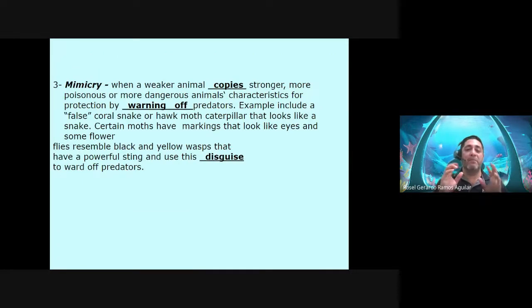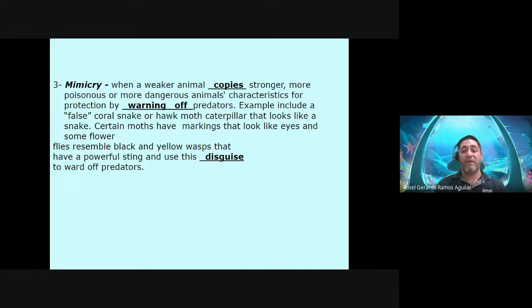Then we have mimicry. Mimicry is when a weaker animal copies a stronger, more poisonous, or more dangerous animal's characteristics for protection or to warn predators. Examples include a false coral snake or a hawk moth caterpillar that looks like a snake.